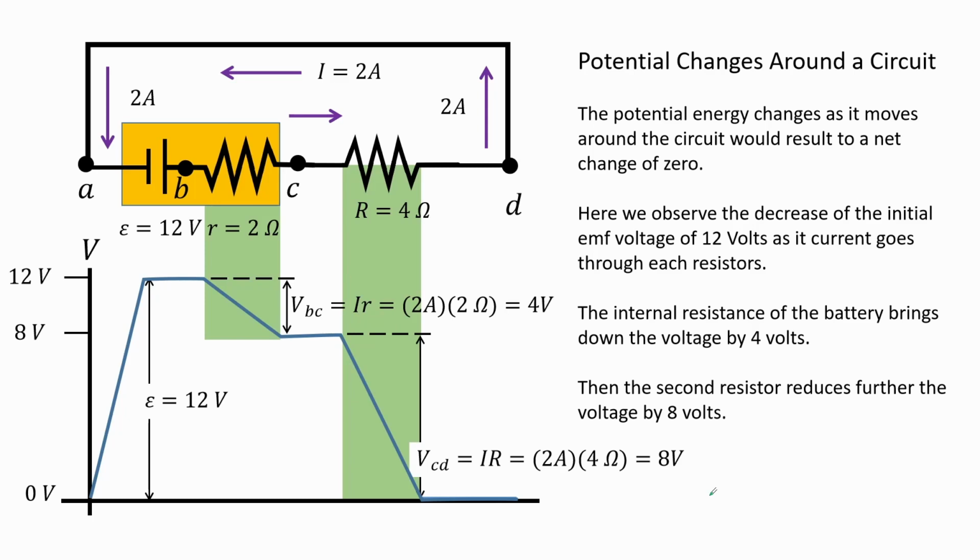Potential changes around a circuit. The potential energy changes as it moves around the circuit would result in a net change of 0. Here we observe the decrease of the initial EMF voltage of 12 volts as its current goes through each resistor. The internal resistance of the battery brings down the voltage by 4 volts. Then the second resistor further reduces the voltage by 8 volts.